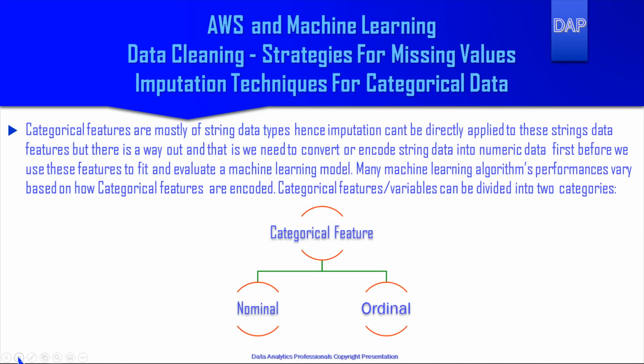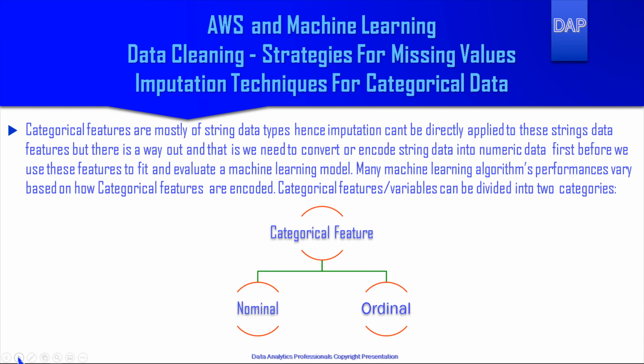Now, the core of this lecture is that categorical features are mostly of string data types. Hence, imputation can't be directly applied to these string data features. But there is a way out, and that is we need to convert or encode string data into numeric data first before we use these features to fit and evaluate a machine learning model. Many machine learning algorithms' performances vary based on how categorical features are encoded.